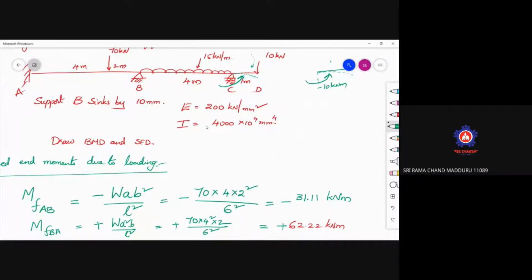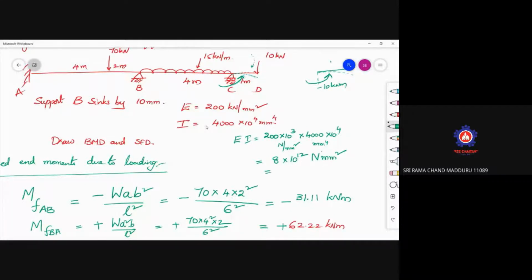So EI is nothing but, just see here, E is nothing but 200 into 10 cube Newton per mm square. So EI is nothing but 200 into 10 cube into 4000 into 10 power 4. So if you observe, the units of this one are Newton per mm square and this is mm power 4. You will get the answer in terms of, now tell me what is the answer here? Is it okay? Just check it. This is 10 power 2 into 10 power 5, 4 into 10 power 7, 5 plus 7, 12. So 8 into 10 power 12 Newton mm square.